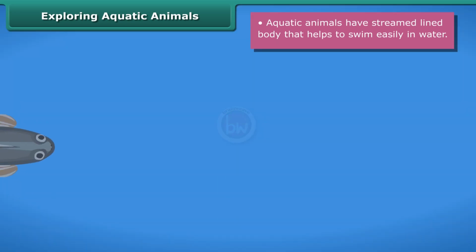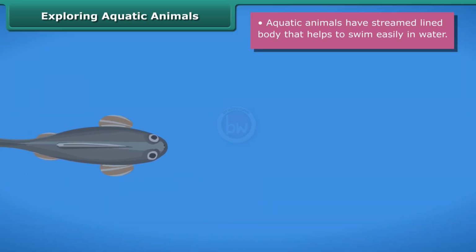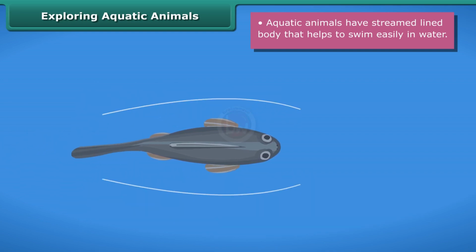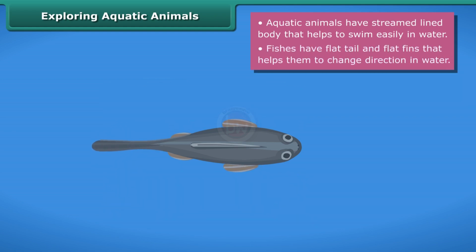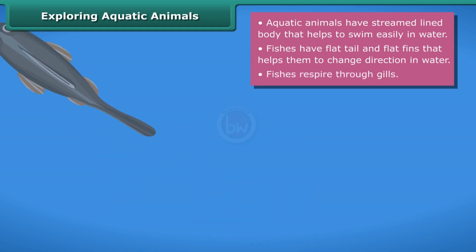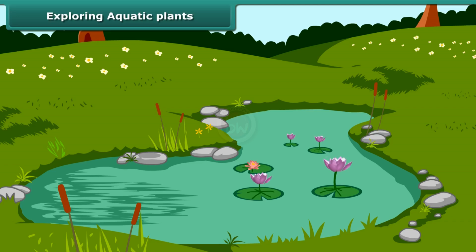Aquatic animals like fishes have a streamlined body that helps them swim easily in water. Fishes have a flat tail and flat fins that help them change direction in water. Fishes respire through gills. Students, you might have seen lotus floating in ponds and lakes.